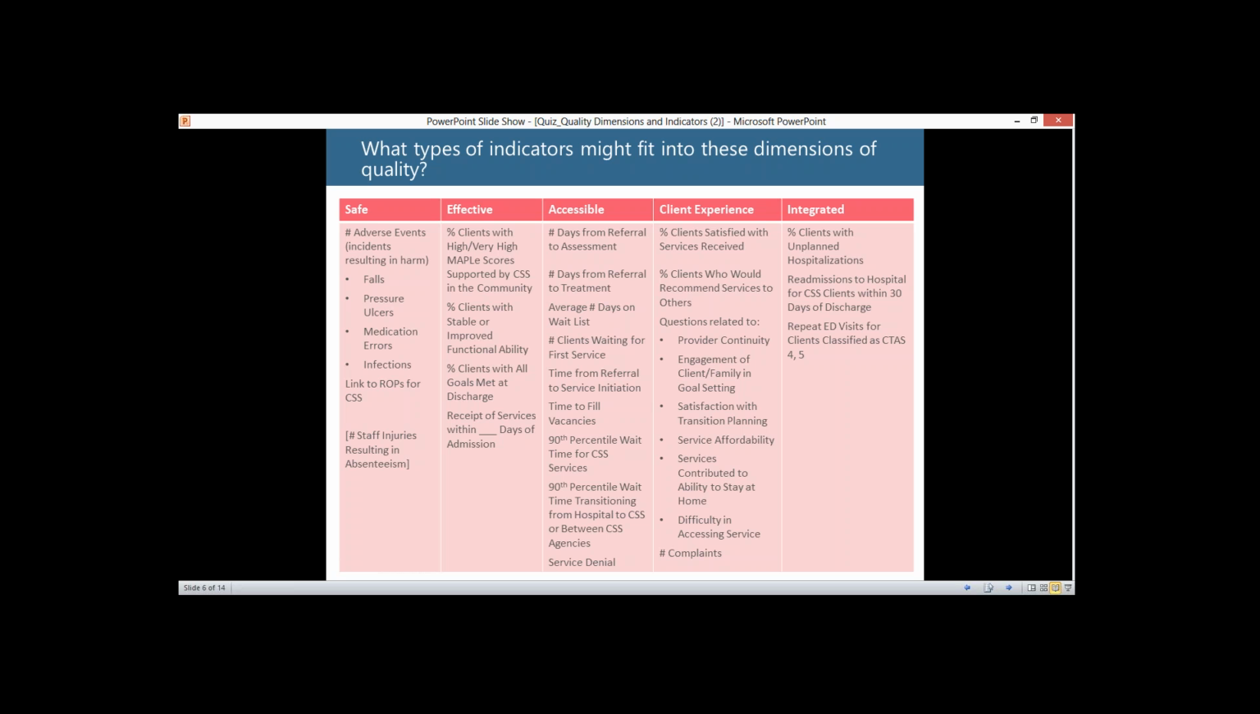If I were a CSS agency and trying to develop a scorecard, what I would suggest is to first look through the kinds of indicators that you're currently collecting and try to align them with these 5 domains. And then reflect back on this question: how would I know? How would I know that my service is safe? How would I know that my service is effective? How would I know that my service is accessible, etc., to help to brainstorm some indicators that might align with these dimensions of quality for your organization.